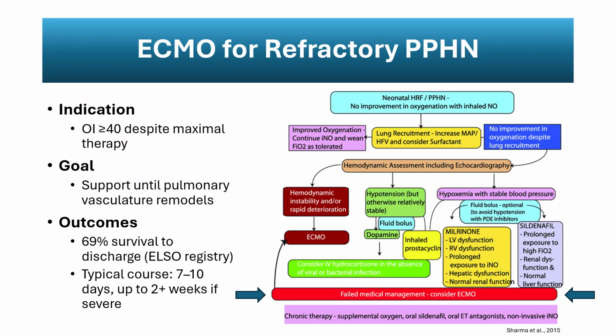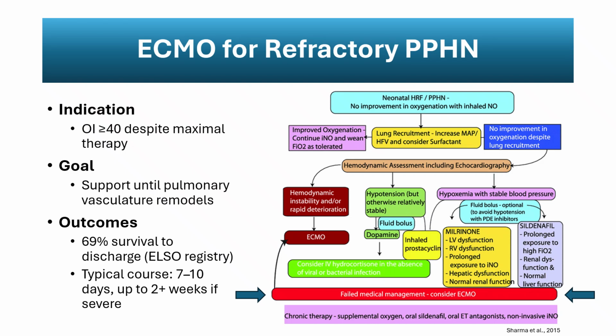Extracorporeal membrane oxygenation is reserved for infants with refractory hypoxemia, typically when the oxygenation index reaches 40 or higher, despite maximal conventional therapy, optimized ventilation, and pulmonary vasodilators. ECMO provides temporary cardiopulmonary support, allowing the pulmonary vasculature and myocardium time to recover while ensuring systemic oxygen delivery. The goal is to maintain adequate oxygenation and perfusion without further ventilator-induced lung injury.